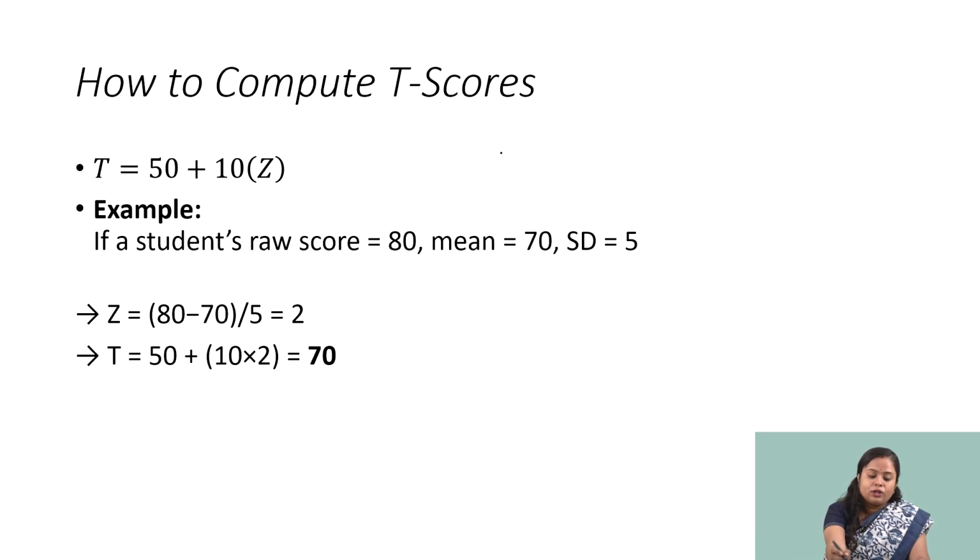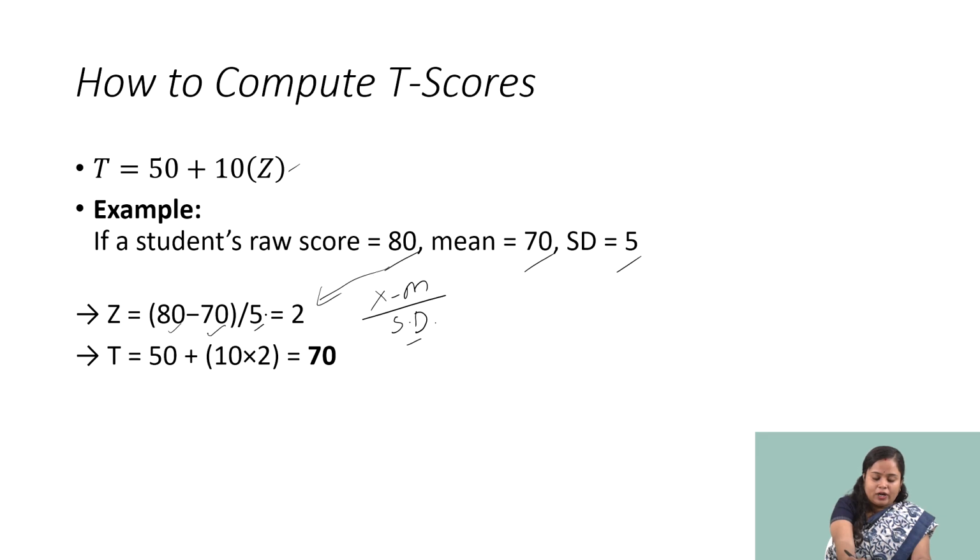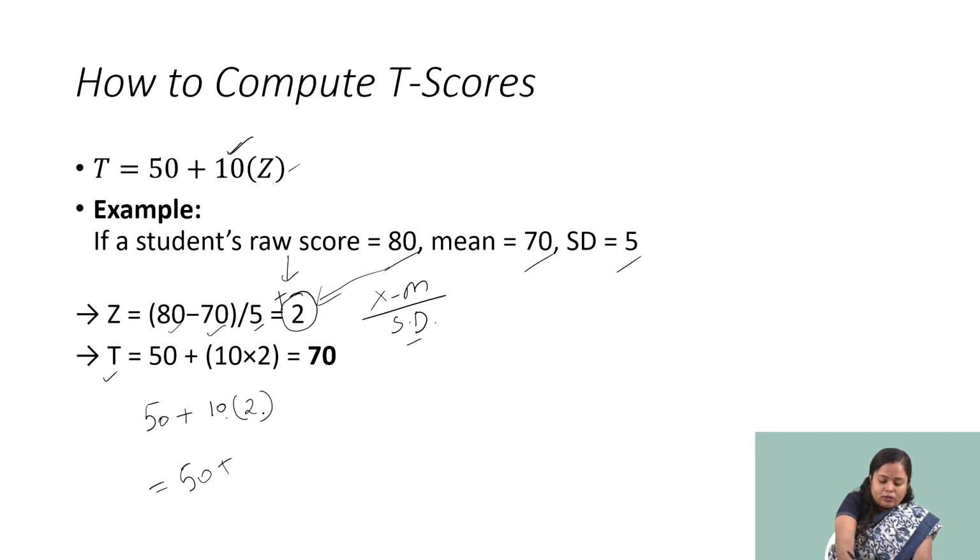How to compute T-scores? If you have Z-scores, you can convert them into T-scores. For example, a student's raw score is 80, the mean is 70, and the standard deviation for that particular group is 5. First you have to calculate the Z-score. The formula for Z is x minus m upon SD. Here the raw score is 80, the mean is 70 and the standard deviation is 5. The converted Z-score is +2. Now, to convert this Z-score into T, we put these values in the formula: 50 plus 10 times Z, and Z is +2. Then we calculate 50 plus 10 times 2, which is 20, giving 70. So this is the T-score.